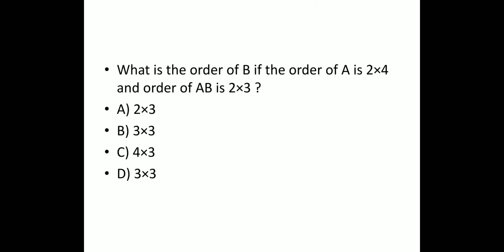Now the question is, what is the number of rows? The number of rows of B should be equal to the number of columns of A, and the number of columns of A is 4. So the answer will be 4. What is the order of B? 4 cross 3. So option C is the correct option.